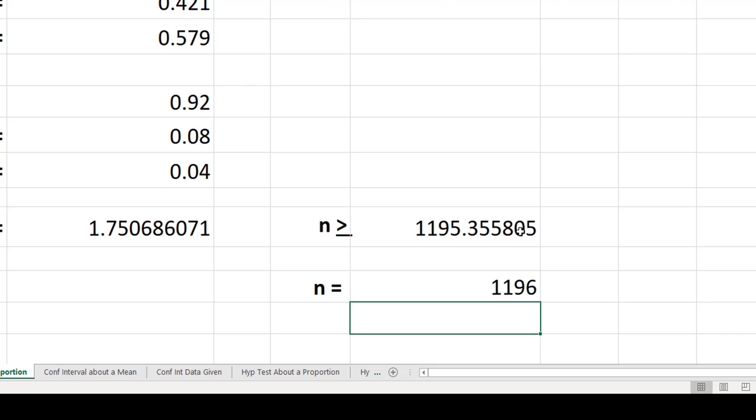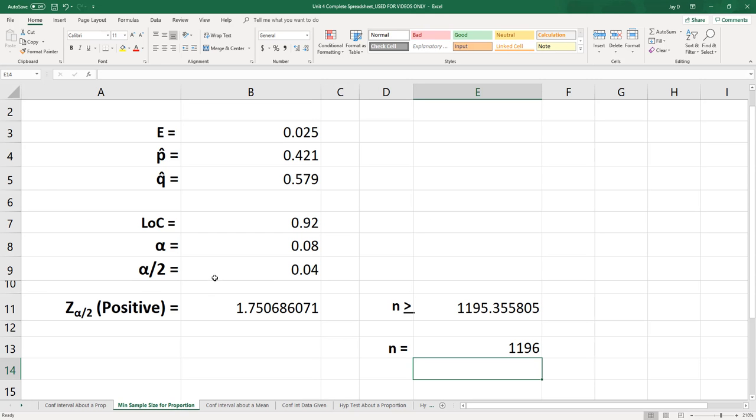And well, that's about it. I mean, that is the minimum sample size necessary to be 92% confident and to be within 2.5% of the population proportion of those people who would want Medicare for all. Let's go on to problem 4.